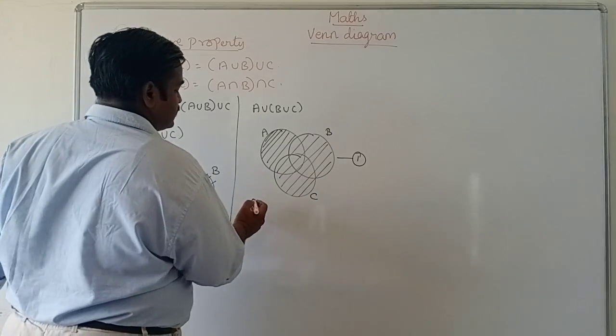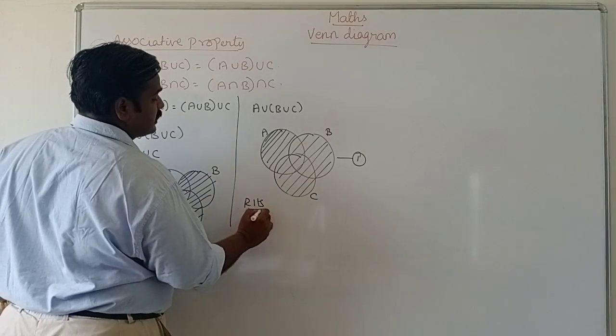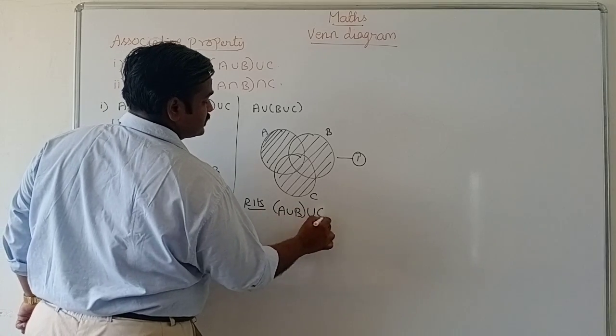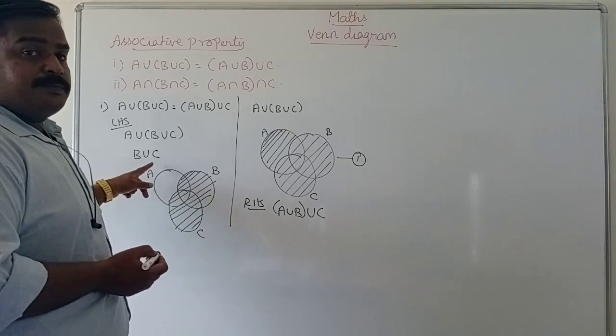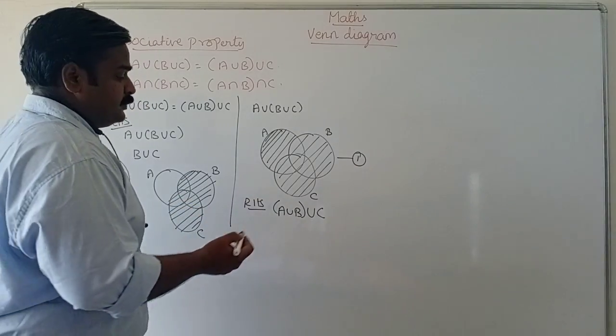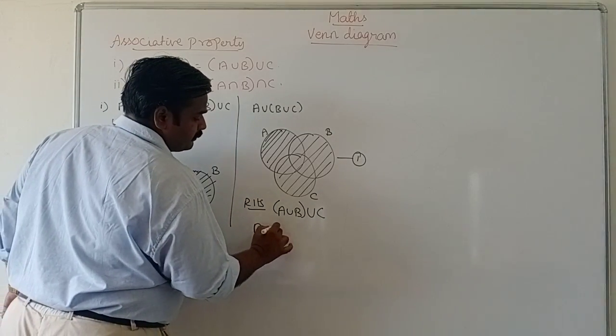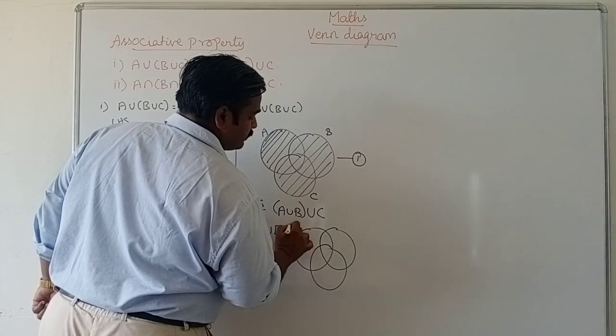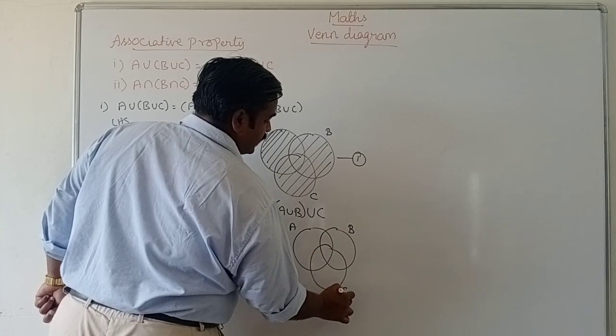What is given in the RHS? RHS is (A union B) union C. Here, just as we put B union C first, we have to put A union B first. First put A union B. As usual, you need to draw three circles. 1, 2 and 3. Write this as A, B and C.